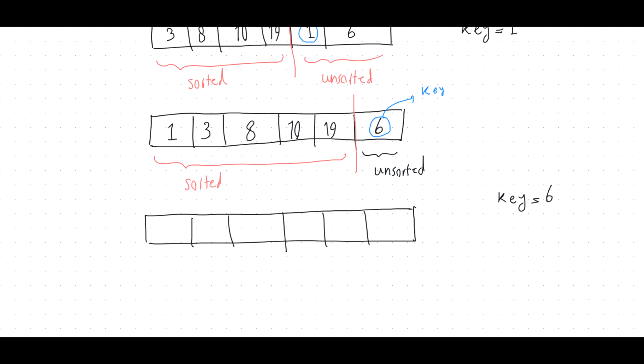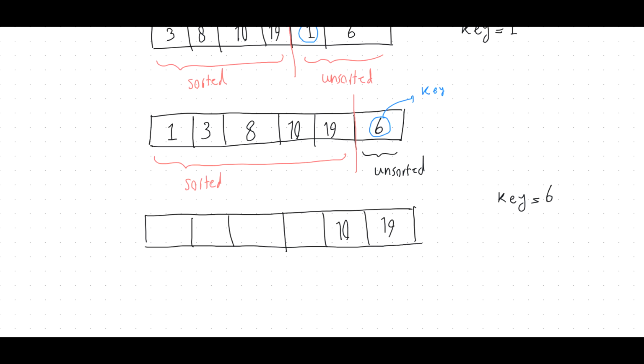So first 19. Compare 19, the last element in the sorted part, with the key. Is 19 greater than 6? Yes, it is. So move it to the right. So 19 goes to the end. Next element 10. Compare 10 with the key 6. Is 10 greater than 6? Yes, it is. So move it, meaning 10, right? Move it to the right. So 10 moves to the right. It will be copied here.